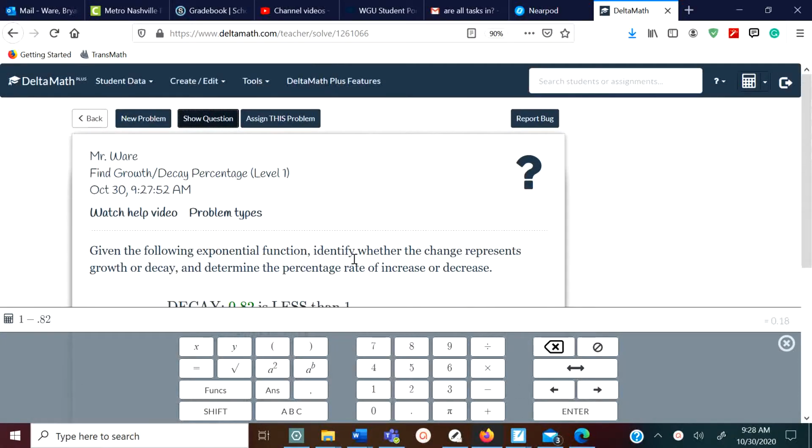That's all we want to do here as far as finding the growth and decay percentage.